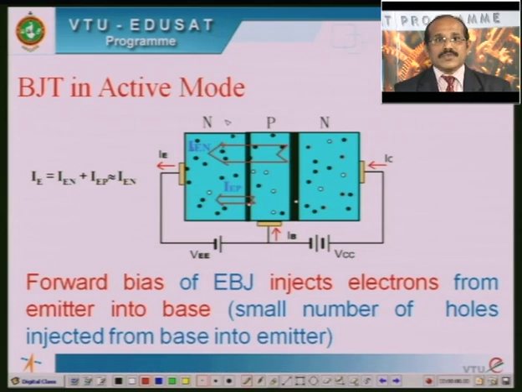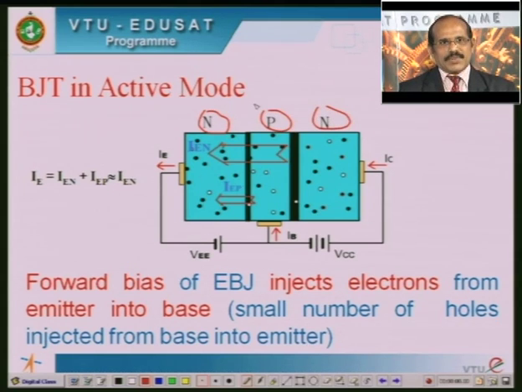Here you have an N region and a P region, which is sandwiched between two N regions. That is the NPN transistor. When the N region is connected to the negative terminal of the supply voltage with reference to the base, the emitter base junction will be forward bias. Similarly, the other N is connected to the positive terminal of VCC with reference to the base, so this will be reverse bias.